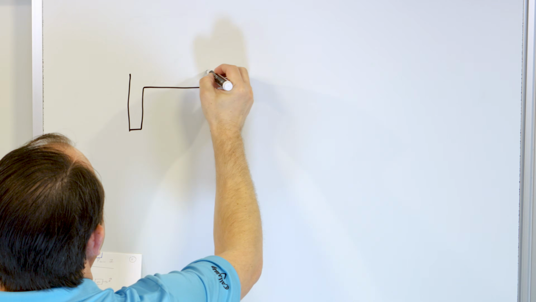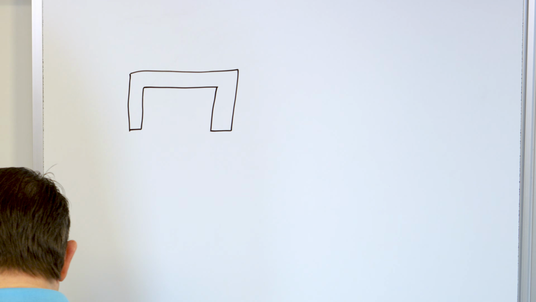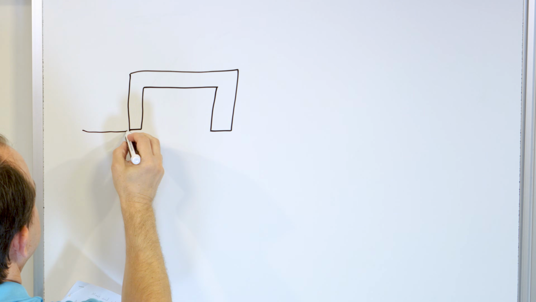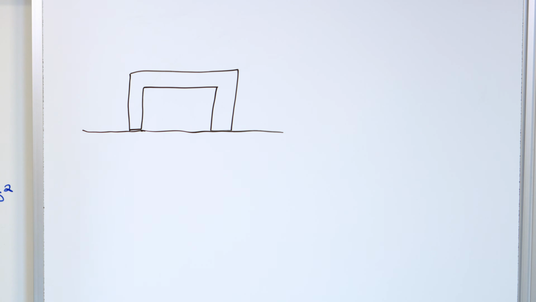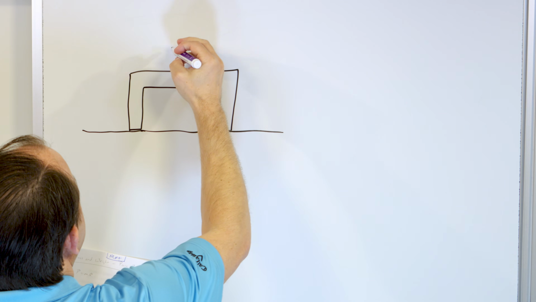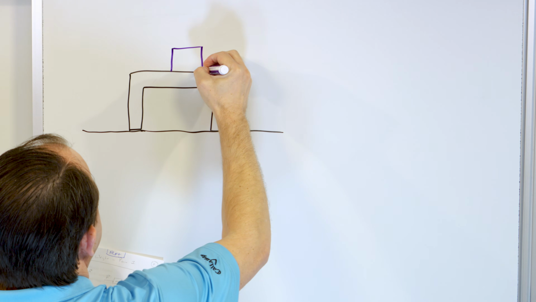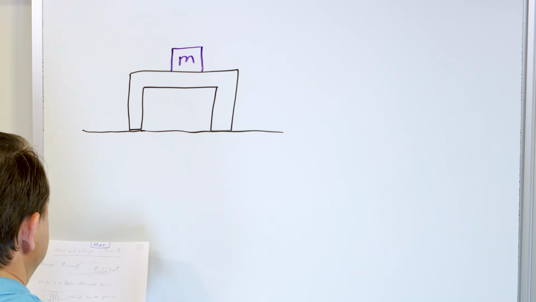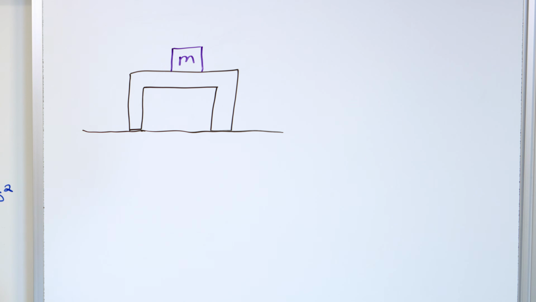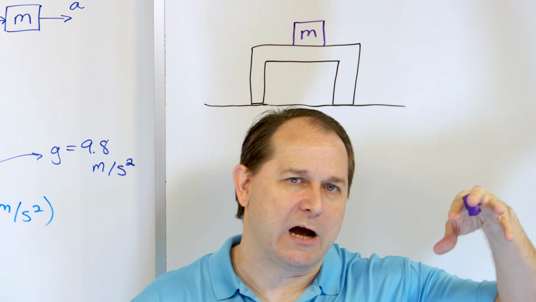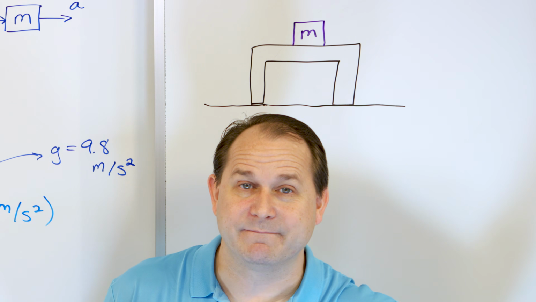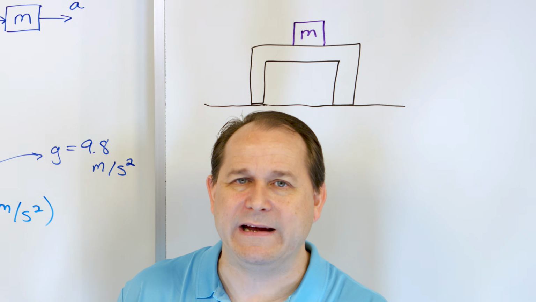Let's put a table here. And this table is just kind of sitting on the ground, like this. Just sitting in a playground or something like this. And I put my object on top of the table, and this object has mass m. All right? So we all know from everyday experience that objects sitting on a table have a weight. If I hold it in my hand, it has a weight.